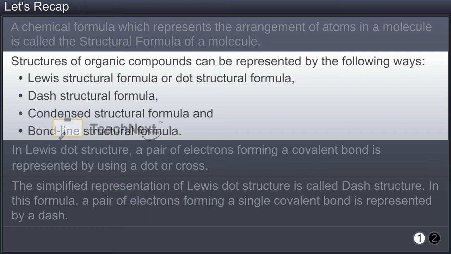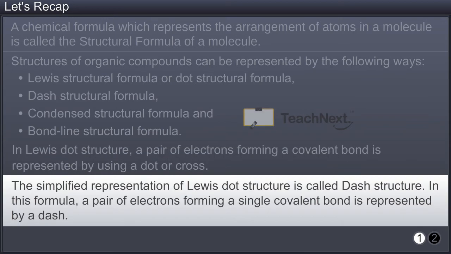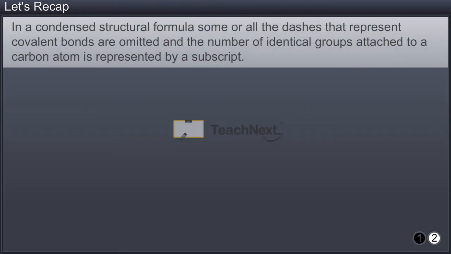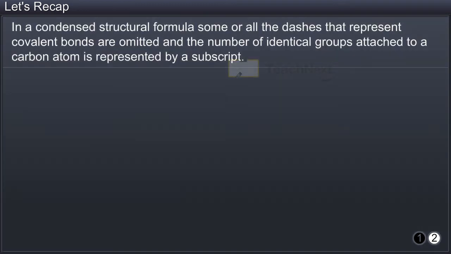In Lewis dot structure, a pair of electrons forming a covalent bond is represented by using a dot or cross. The simplified representation of Lewis dot structure is called dash structure. In this formula, a pair of electrons forming a single covalent bond is represented by a dash. In a condensed structural formula, some or all the dashes that represent covalent bonds are omitted, and the number of identical groups attached to a carbon atom is represented by a subscript.